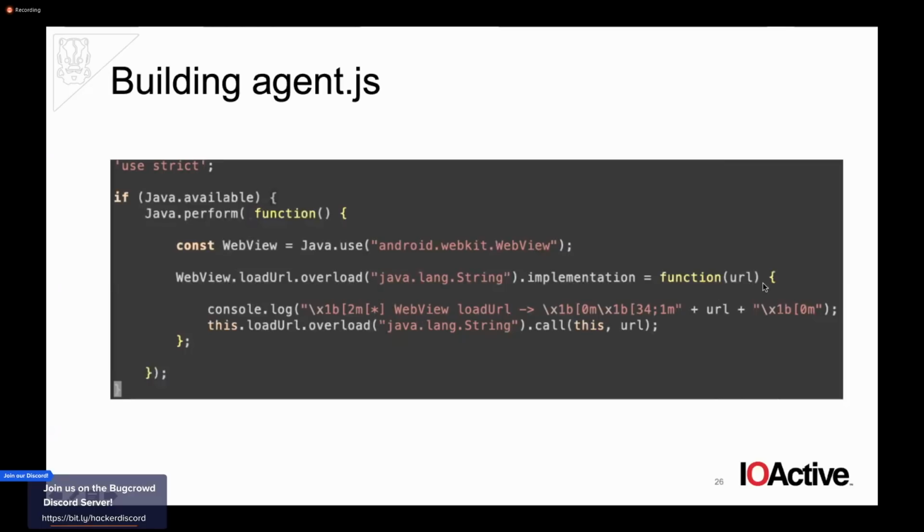And our function takes a URL, so same kind of signature as the original. Then all we're going to do is use console.log to log a pretty line with some color coding and everything with that URL that was originally passed in. And then finally we'll call the original implementation of the method using the .call method, or the .call function here.